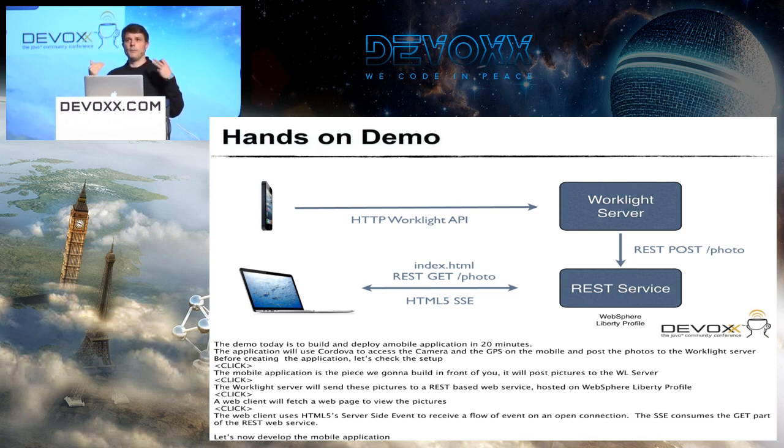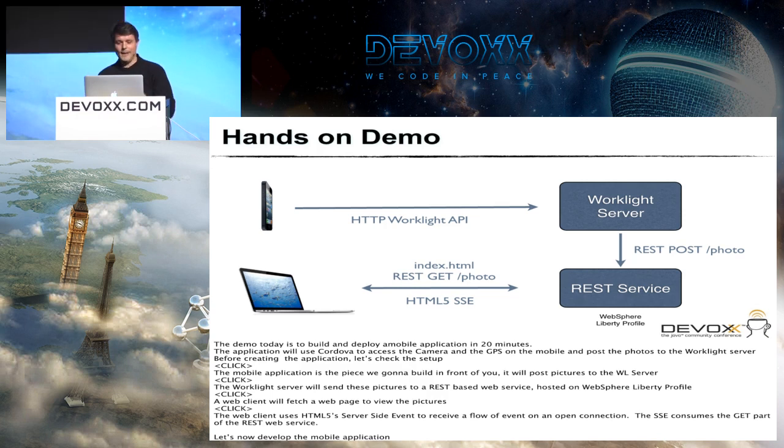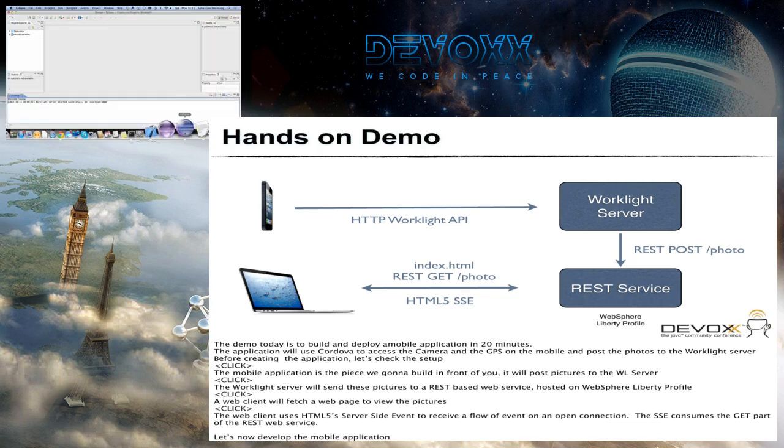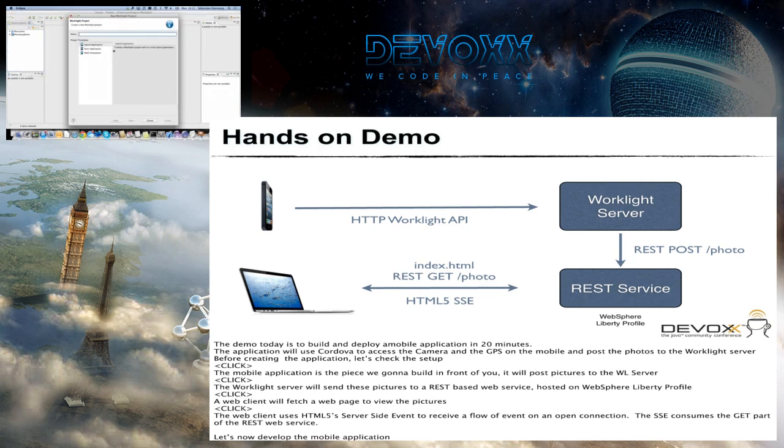And I will develop in front of you the upper part, the mobile application, and the small part of connectivity that is needed on the Worklight server to call the REST-based services. So let's go and let's show you Worklight. The IDE is based on Eclipse, and the first step is obviously to create a new Worklight project. Let's call it demo, and the application will be called demo as well.